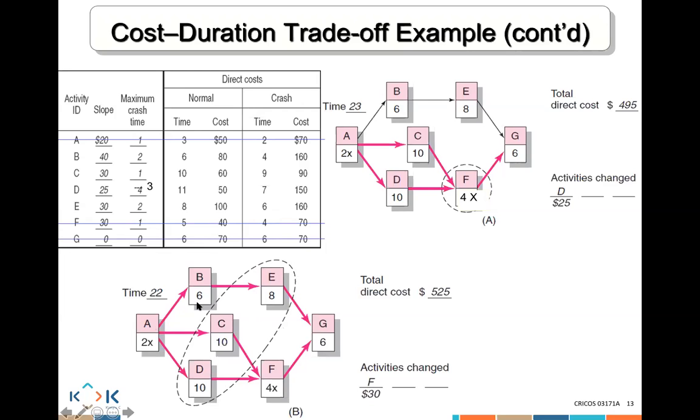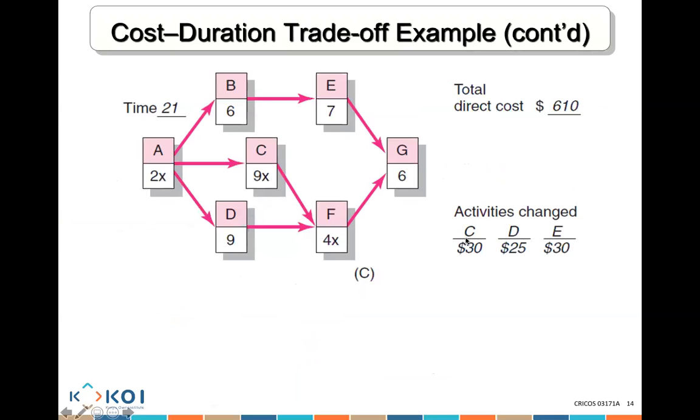So if I was to reduce my duration from 22 days to 21 days, I will add to the 525. What will I add? I will add E, which is 30, I will add C, which is 30, and I will add D, which is 25. So that's $85. $85 plus the 525 gives me $610. So when I add all of these, C, D, and E, my new cost becomes 610.